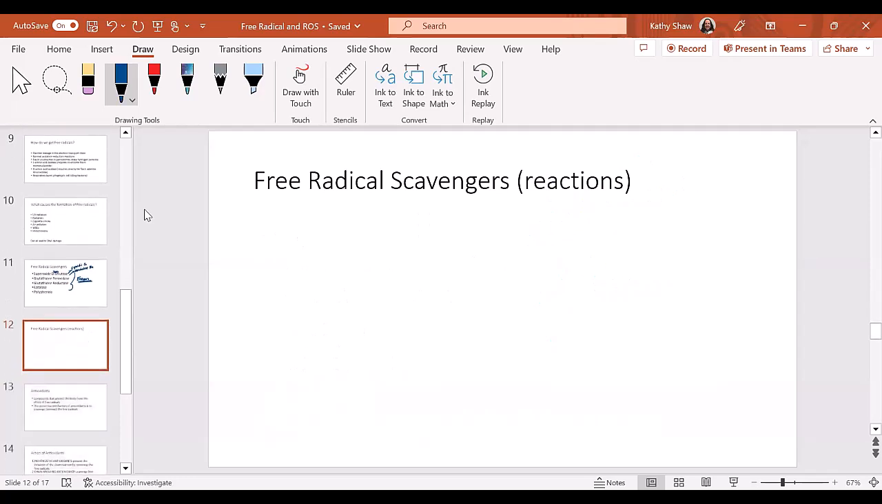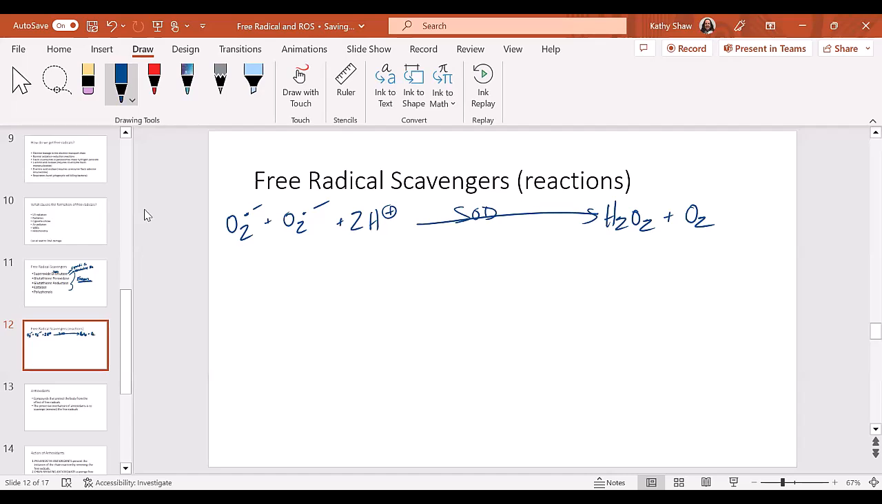So let's talk about the reactions and where we use these enzymes, ultimately getting to less harmful molecules. The first one, superoxide dismutase, is going to work on superoxides. So if I start out with two superoxides plus a couple of protons, superoxide dismutase, like we said, abbreviated SOD, gives me hydrogen peroxide plus oxygen.